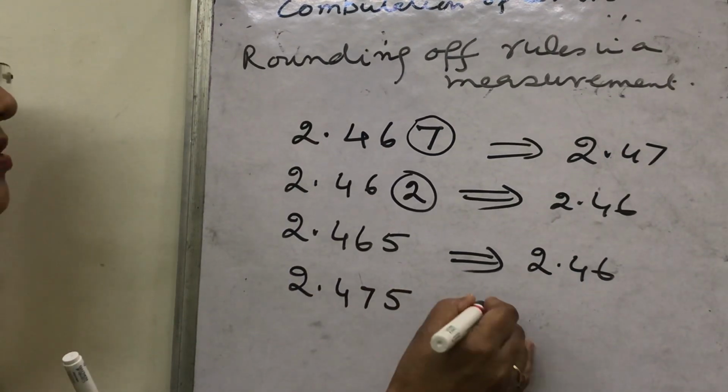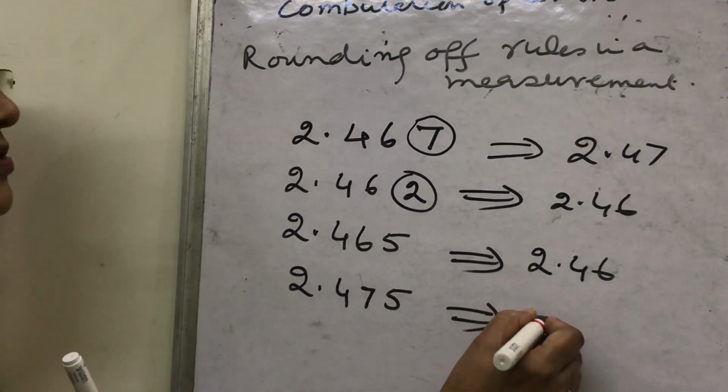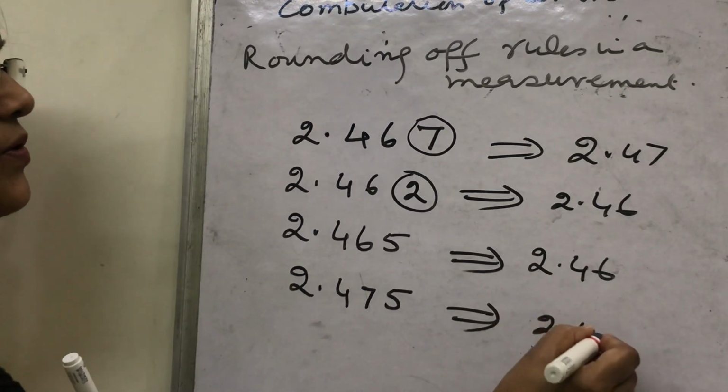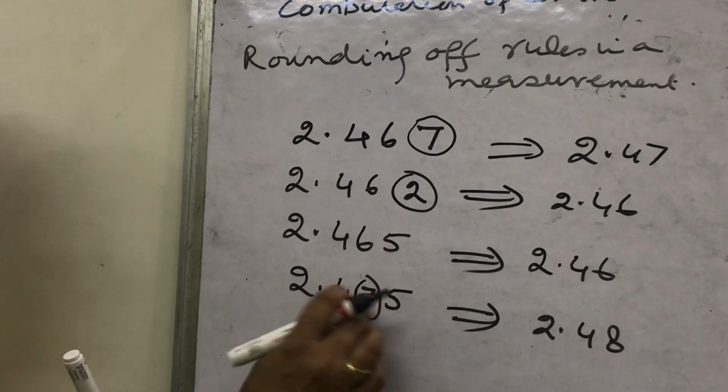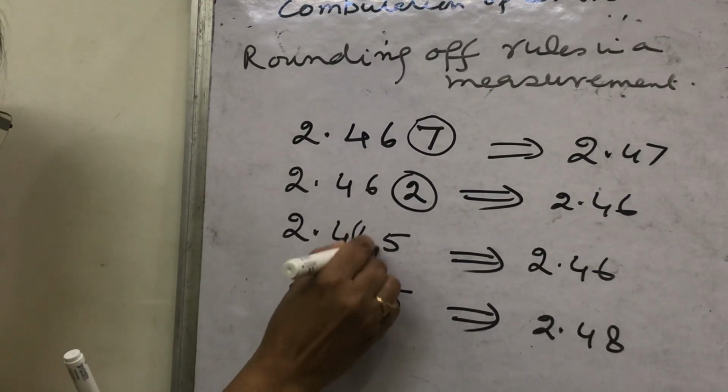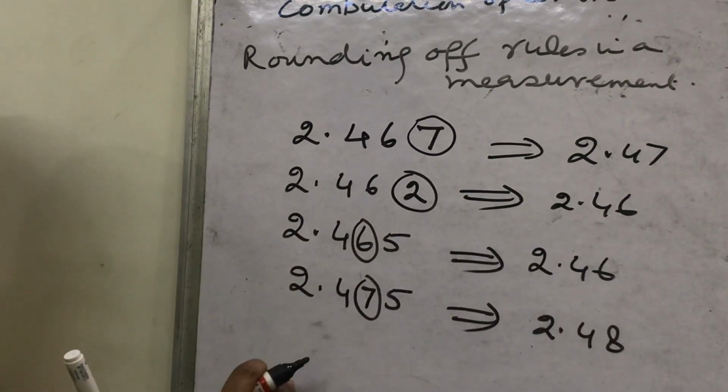And if it is odd, if it is 2.475, then what will you write here? This is 2.48, because if it is odd, then 1 is added. If it is even, then 1 is not added.